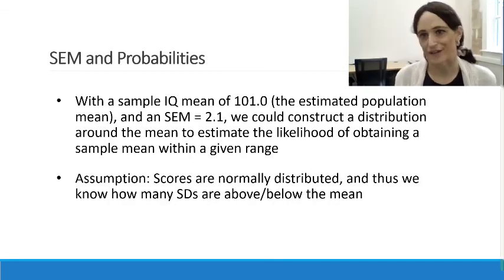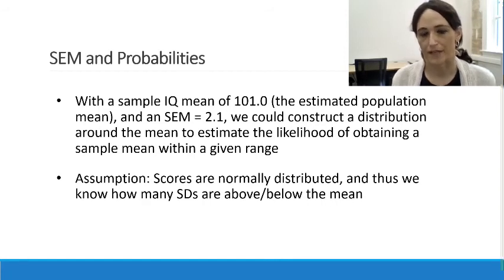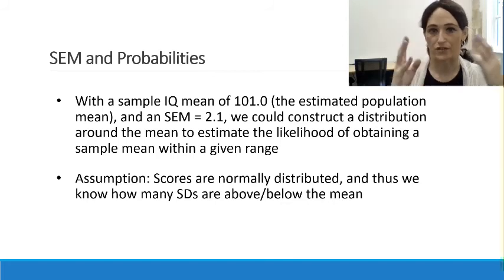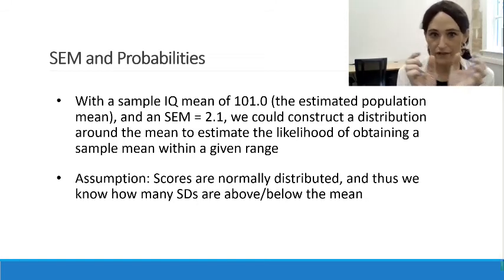So what do we do with the standard error of the mean? Well, we're able then to calculate a probability distribution based on that standard error of the mean. So with a sample IQ of 101, which is our estimated population mean, and a standard error of the mean of 2.1, we construct a distribution around the mean to estimate the likelihood of obtaining a sample mean within a given range.